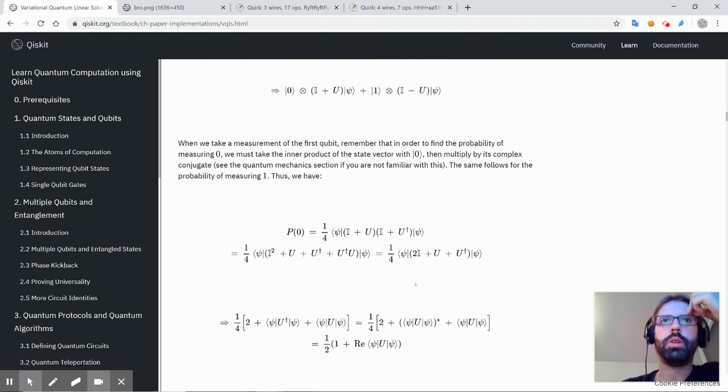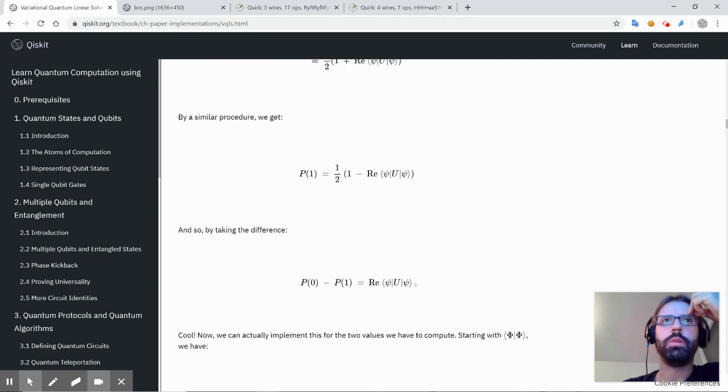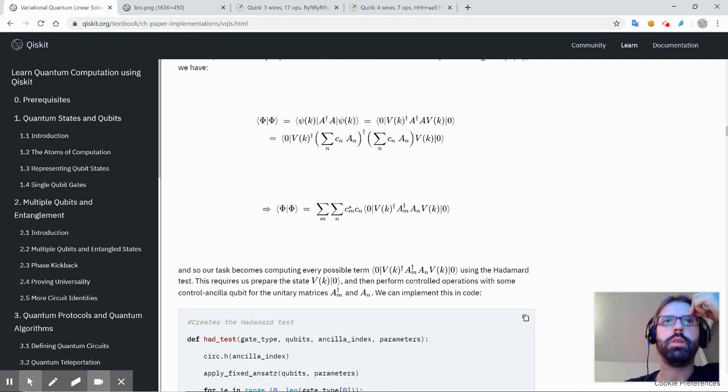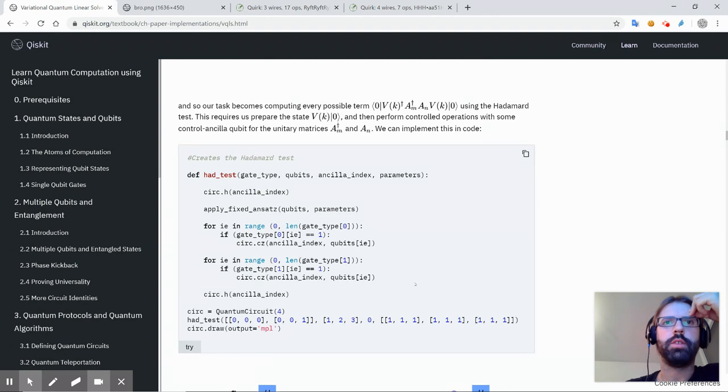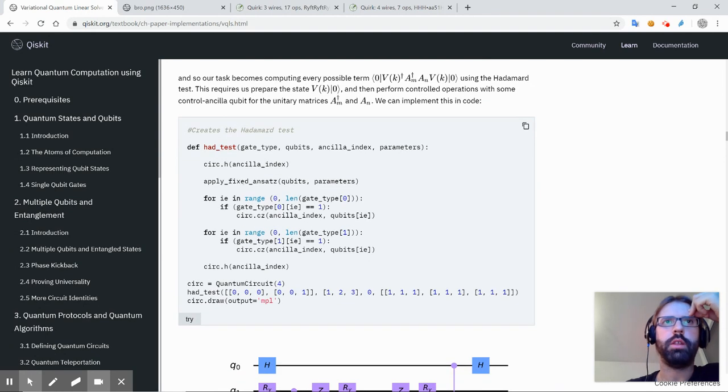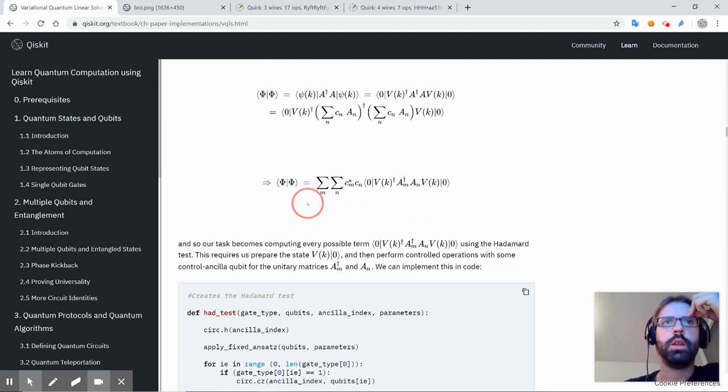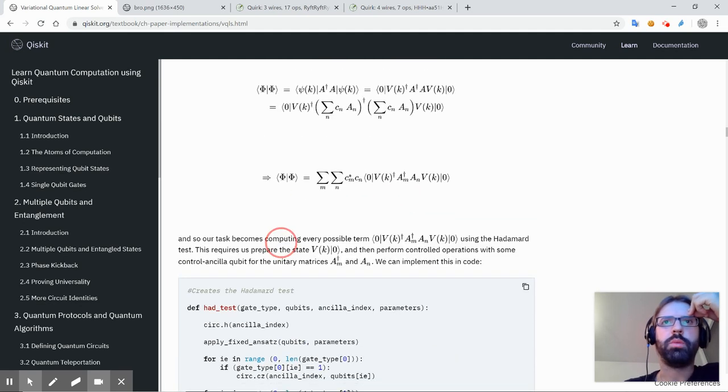We're going to skip these. So this is the Hadamard test. Apply the fixed ansatz to the circuit, and then synthesis begins computing every possible term using the Hadamard test. The recipe is to prepare a state, and then perform controlled operations with some control and accuracy in return matrices.